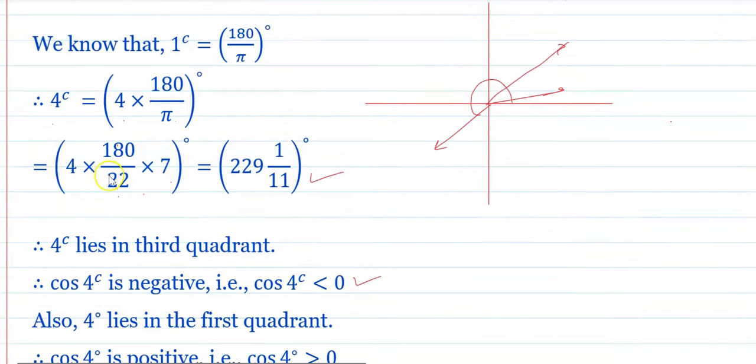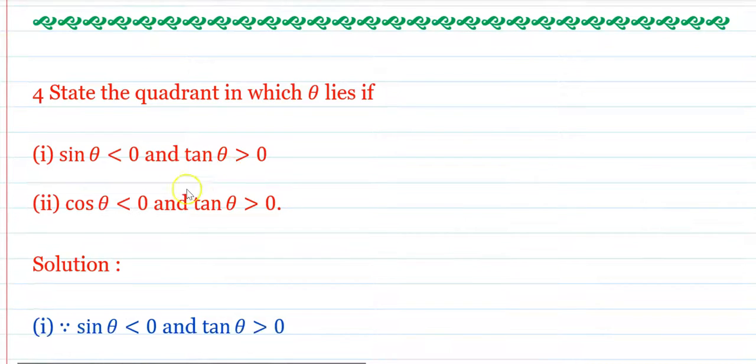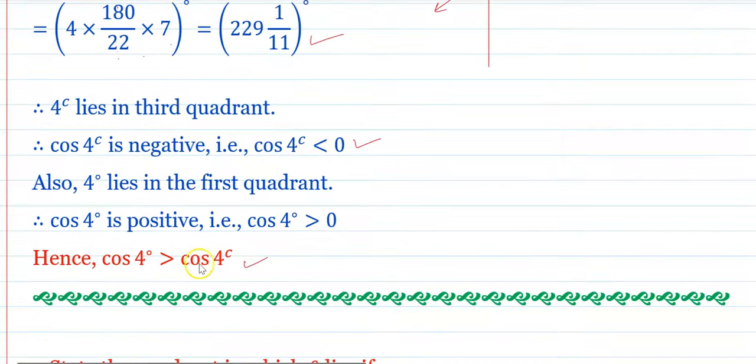You only have to do this simplification: 4 into 180 upon pi. Pi is 22 upon 7, its reciprocal is 7 upon 22, and then multiplication. Now the next. Again I will repeat here: cos of 4 degree is greater than cos of 4 radian.